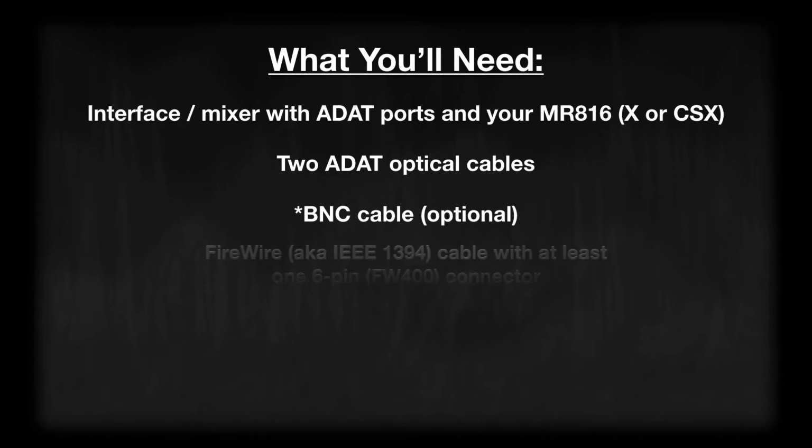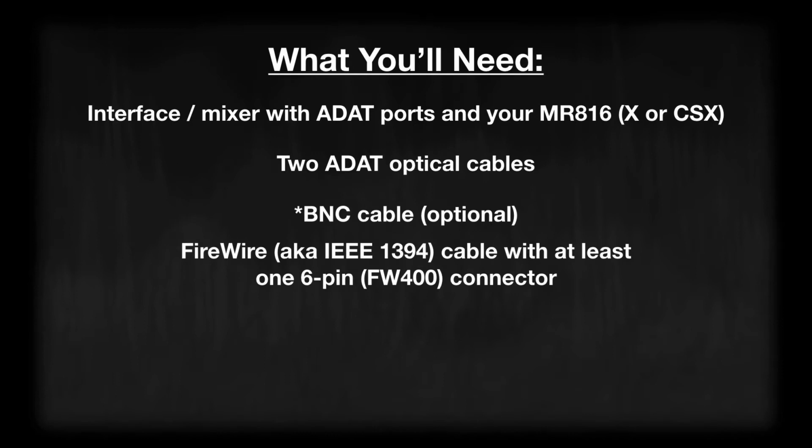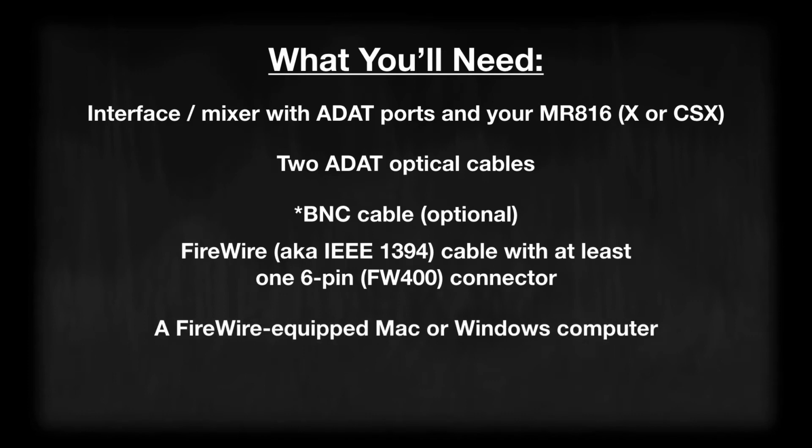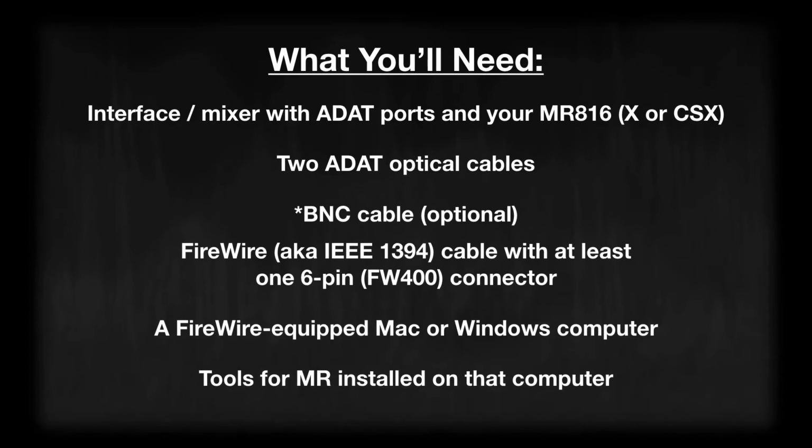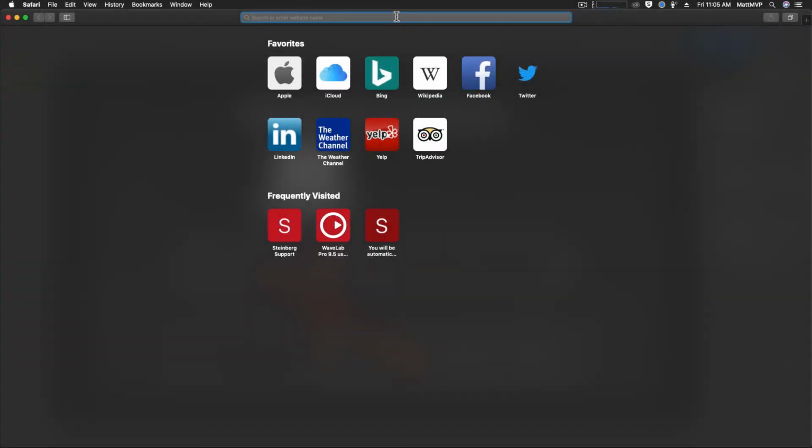Next, you'll need a FireWire cable with at least one 6-pin or FireWire 400 connector, because that's the type of connector that's on the back of your MR series interface. You'll also need a FireWire-equipped Mac or Windows-based computer, and you'll need Tools for MR software installed on that computer. And that software is available for free at Steinberg.net.